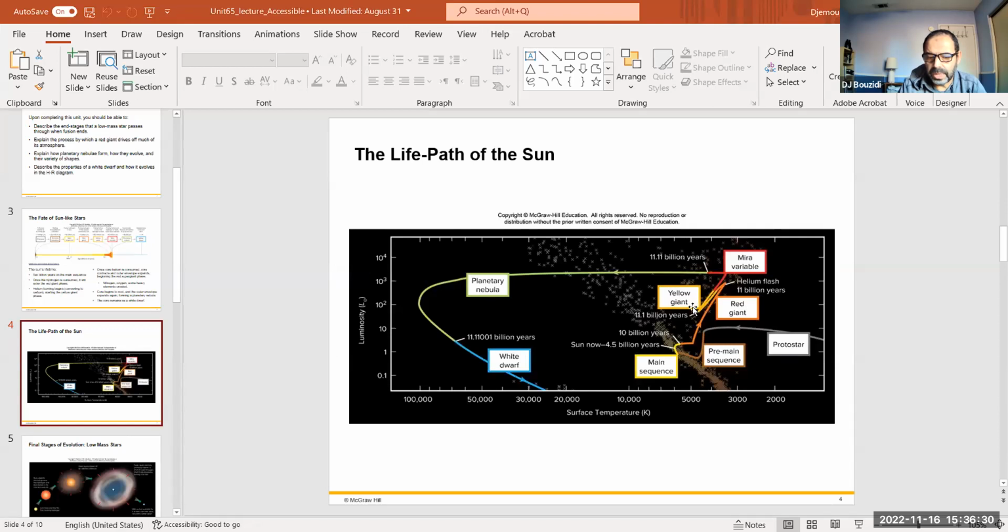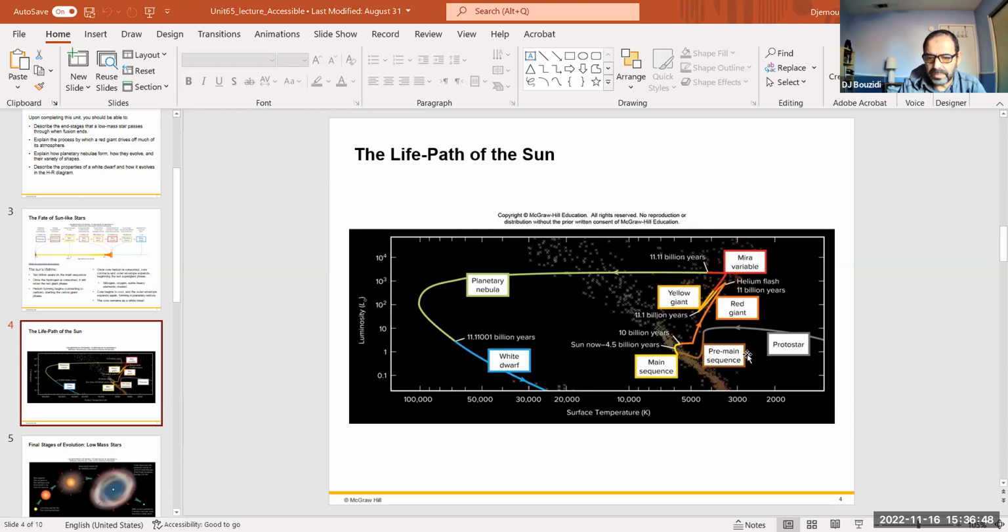And then it's going to go to the yellow, so its temperature increases a little, but it shrinks in size at the same time, and then it's going to be a variable of the type Mira. Finally, it's going to shed the nebula. That takes about 10,000 years, and it's going to be a white dwarf.